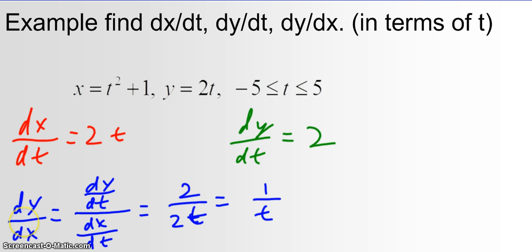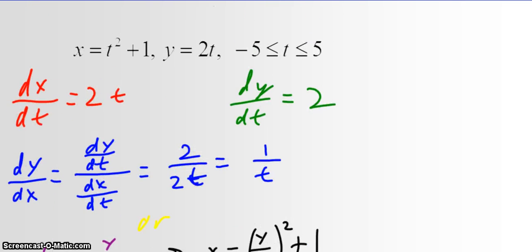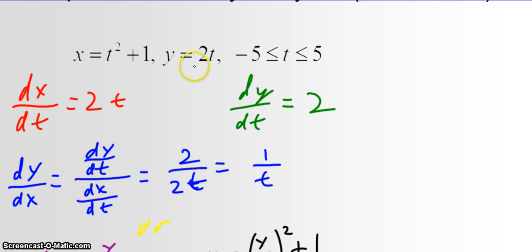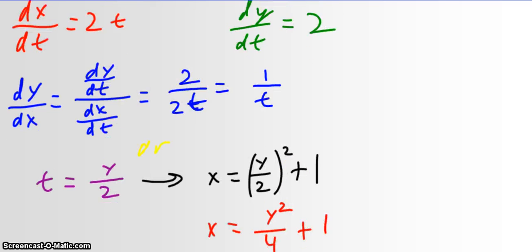Now, I could also find dy/dx by first substituting in to the x or the y equation for t. So for example, if y equals 2t, then I know t equals y over 2. So I substitute y over 2 into the x equation. So I get x equals (y over 2) quantity squared plus 2.